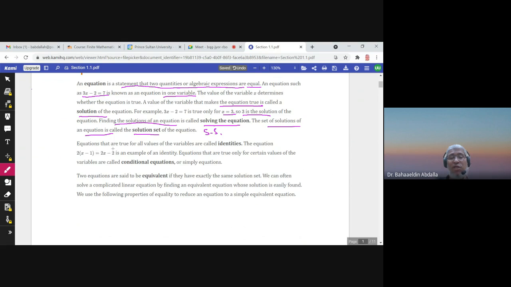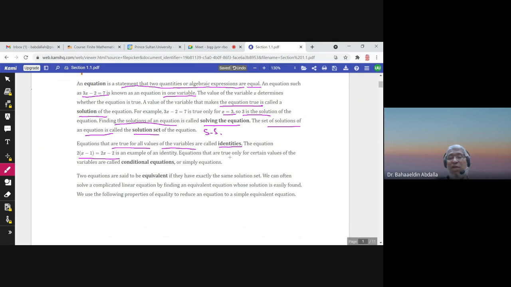There are equations that are always true. They are true for all the values of the variables in the domain, all the values in the domain of their variables. Such equations are called identities. For example, this is an identity because 2x minus 2 equals 2x minus 2. This equation is always true. If you replace x by any number, it would be true. So it is an identity.